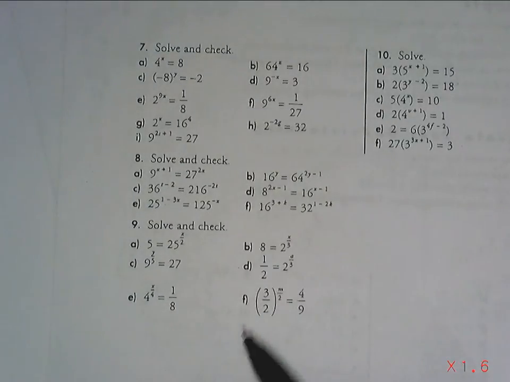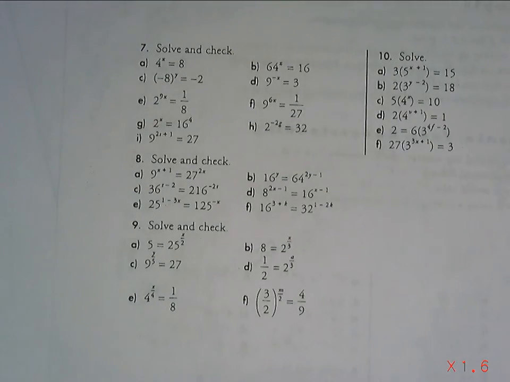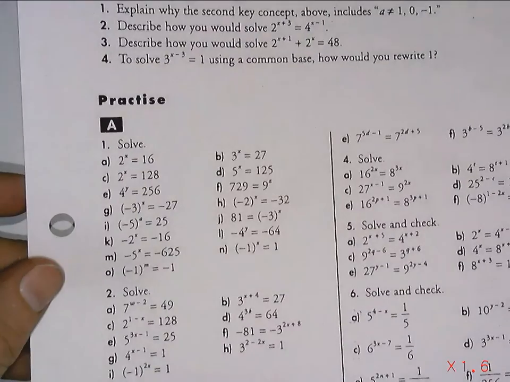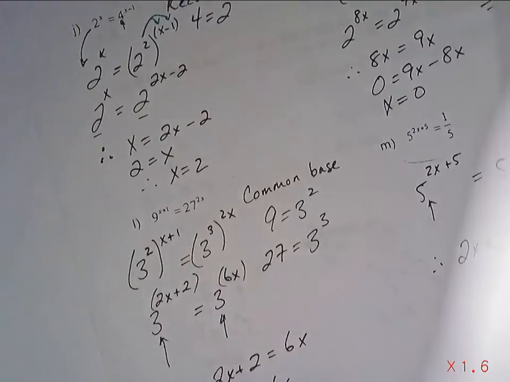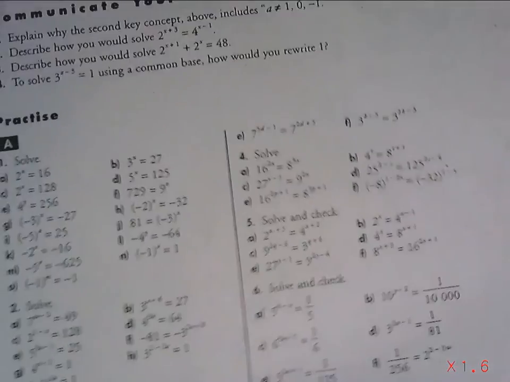If I turn on the back, there's also 7, 8, 9, and 10. Do those too. So in other words, this entire page, numbers 1 to 10, you need to be able to do. You'll notice that there's answers at the bottom of the sheet.